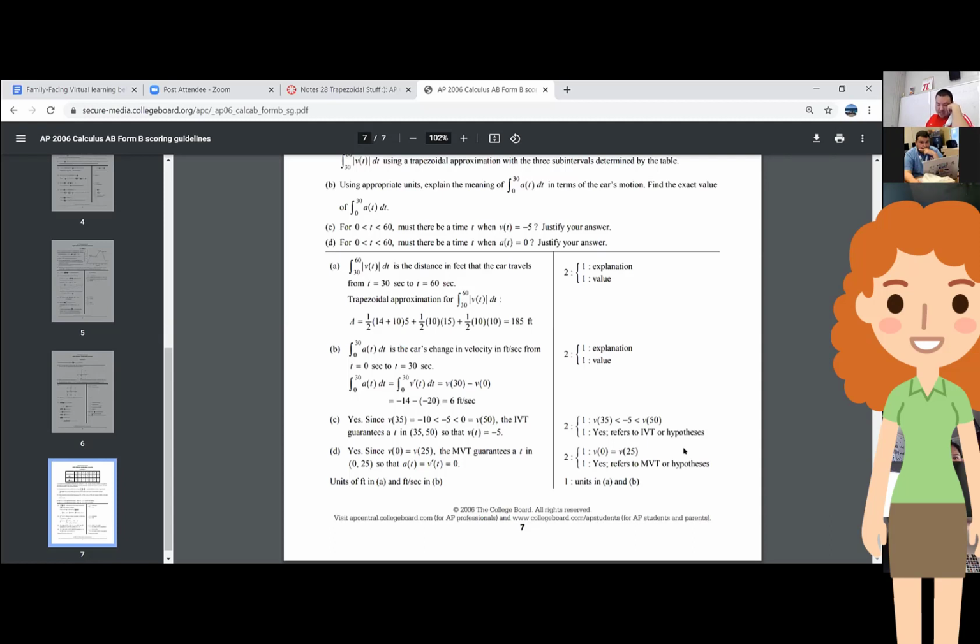Letter B is the car's change in velocity in feet per second from t equals 0 to t equals 30 seconds. And we got 6 feet per second. We got full credit, guys. Letter C. Since v of 35 is negative 10 and v of 50 is 0, negative 5 is between negative 10 and 0. The IVT guarantees a t between 35 and 50 so that v of t equals negative 5. They didn't mention that velocity is continuous. I like my explanation better, but that's fine. I didn't put letter D in there, guys. I wish I would have because we know how to do it, but too bad. So okay, thank you, Ms. Gonzalez, for sharing that with us.